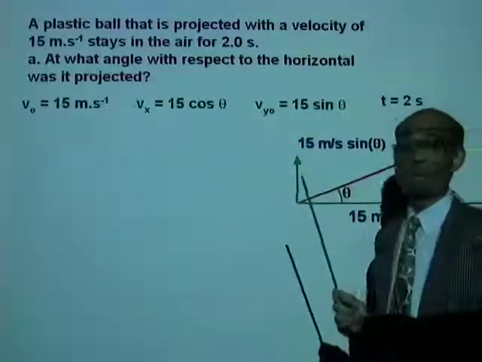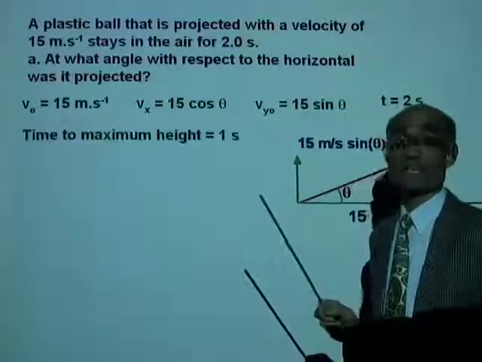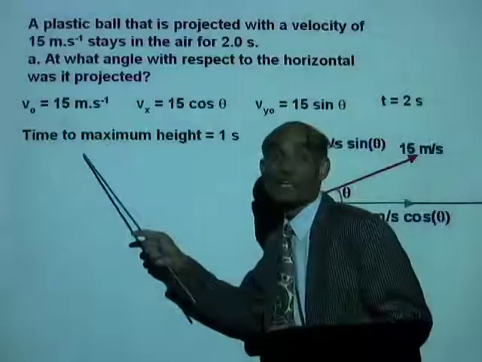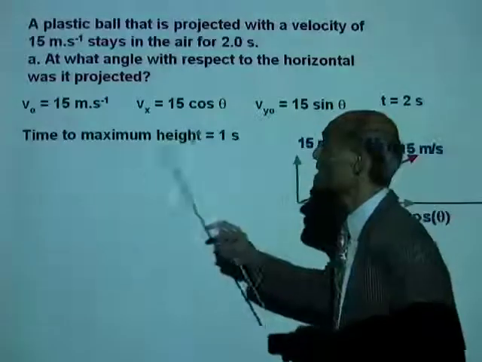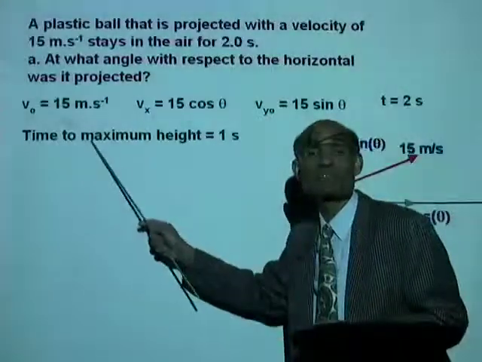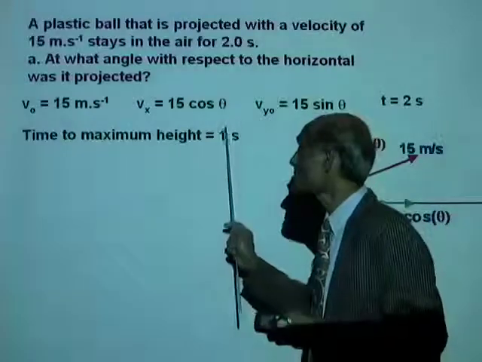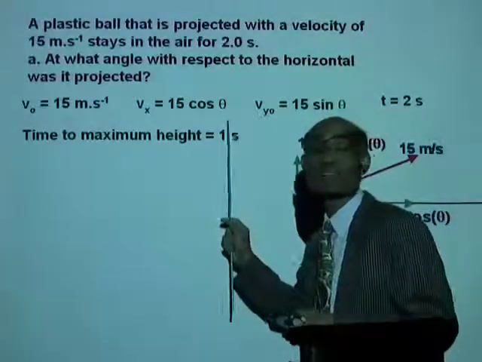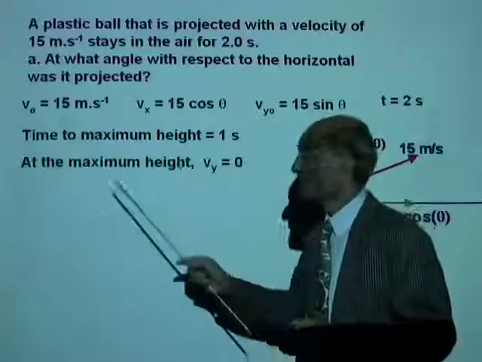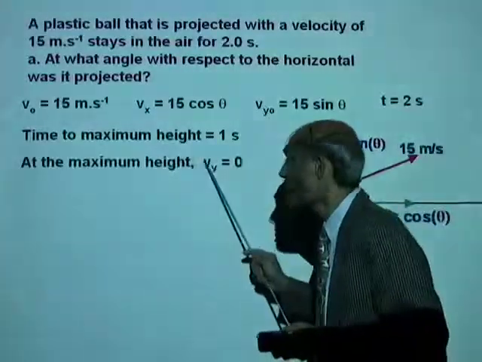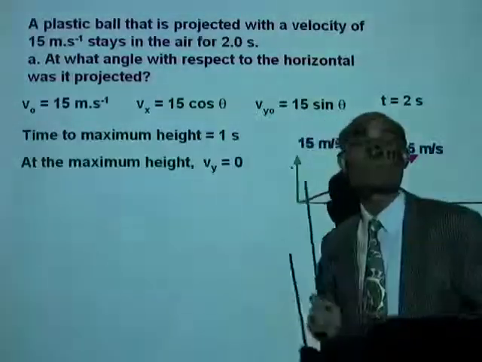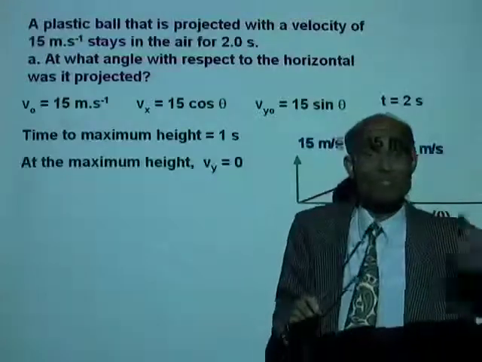And the time of flight is 2 seconds. If the time of flight is 2 seconds, what is the time taken to reach the maximum height? The time taken to reach the maximum height is 1 second. Alright? Now, at the maximum height, Vy equal to 0. We just used that in our previous problem.